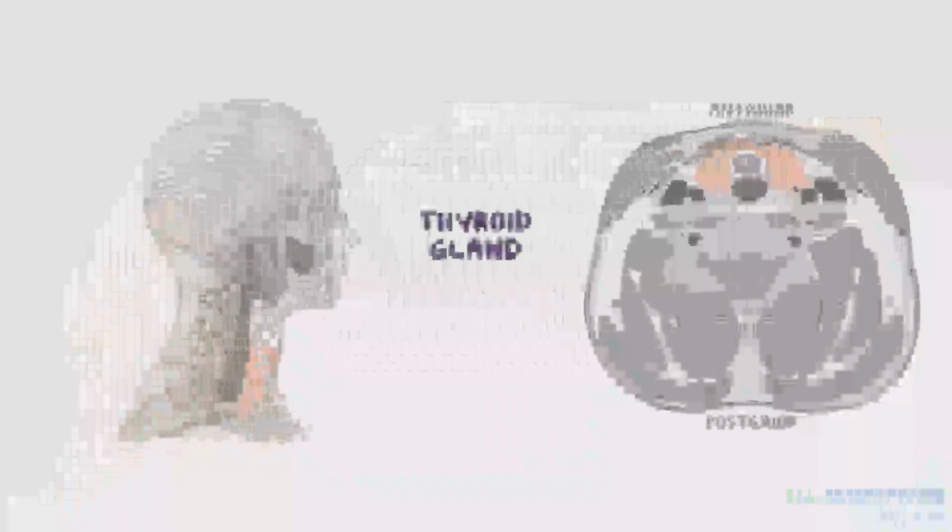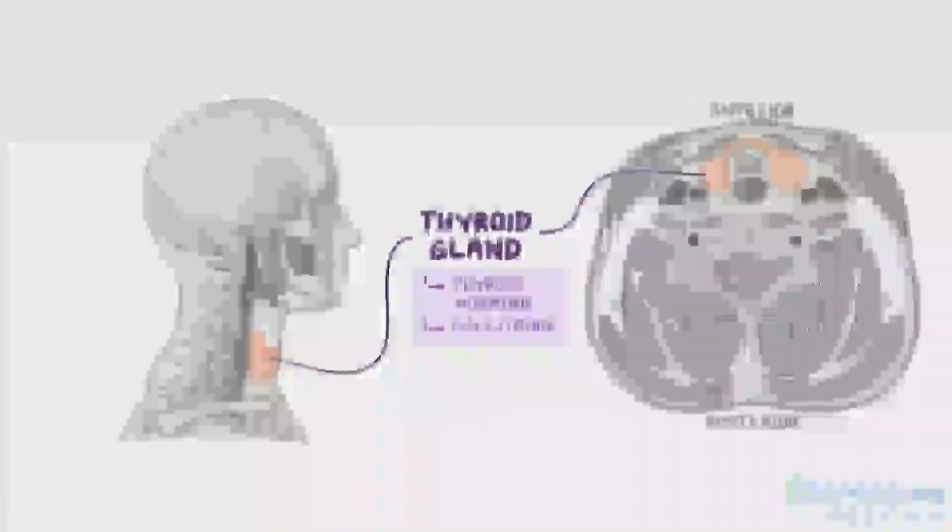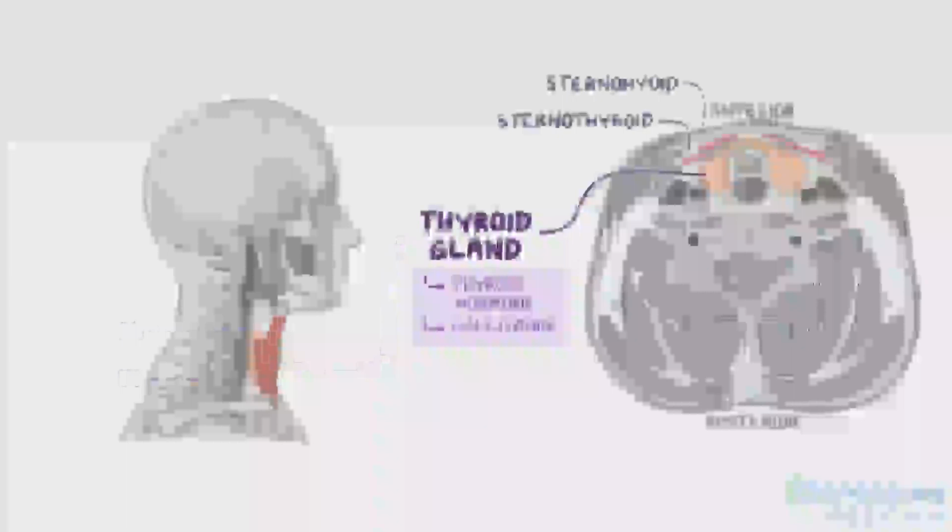The thyroid gland is the largest endocrine gland in the body, and it produces 2 hormones: thyroid hormone and calcitonin. It's located anteriorly in the neck at the level of the C5 to T1 vertebrae and deep to the sternothyroid and sternohyoid muscles.